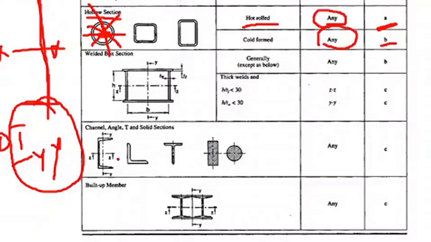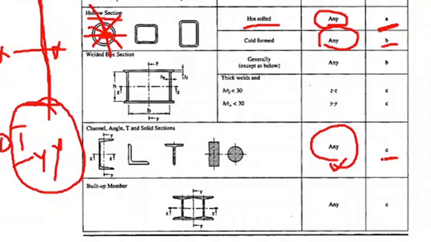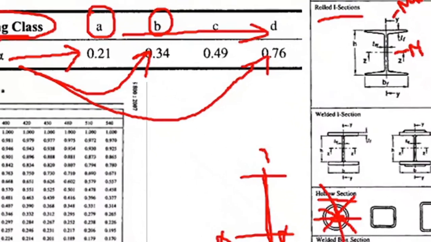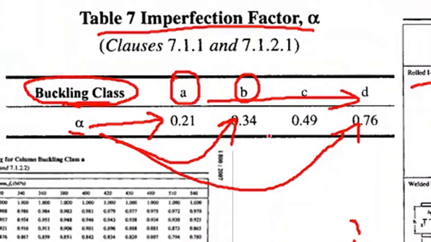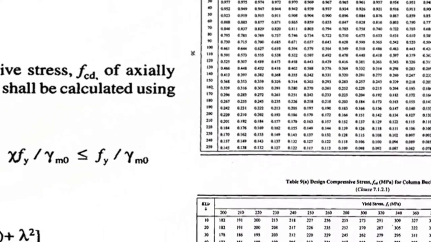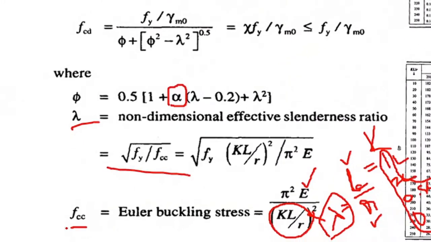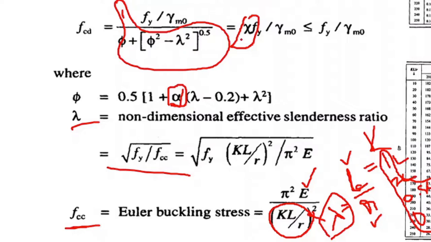And if you have a channel section, angle section, T section, or a solid circular, not hollow, solid circular or solid rectangular section, whatever the buckling axis, the buckling class is C. So this is how we find the buckling class of different cross sections. Based on the buckling class, the imperfection factor alpha can be found out. If you know the imperfection factor, then you know lambda, you know this equation, you know fcc, and then the stress reduction factor can be calculated.